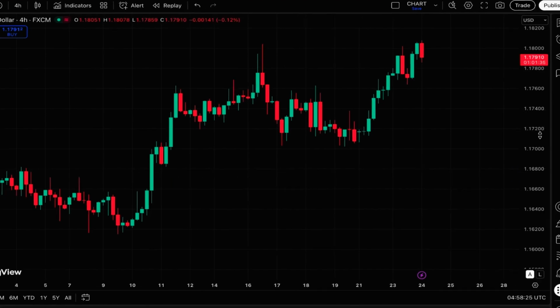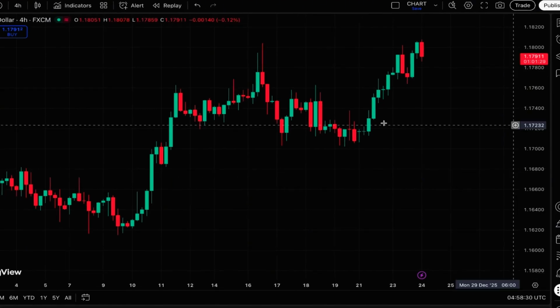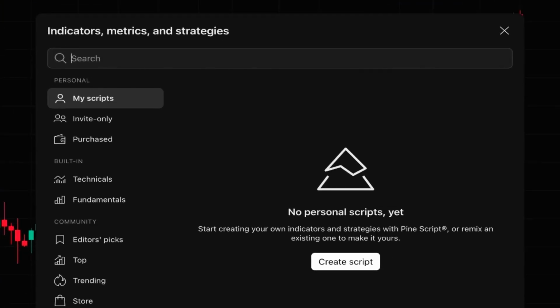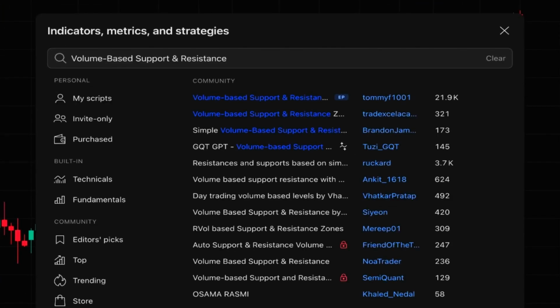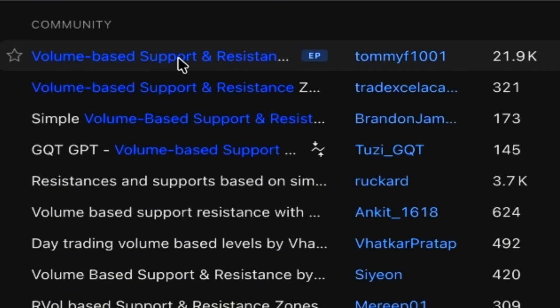But before that, here we increase or decrease the scaling a little bit so the chart will not be contracted. Here we click on indicators and we search volume-based support and resistance. This one, which is an editor specs indicator and written by Tommy F1001.